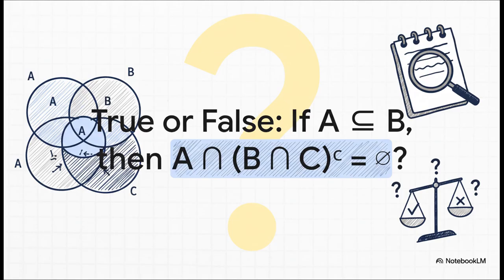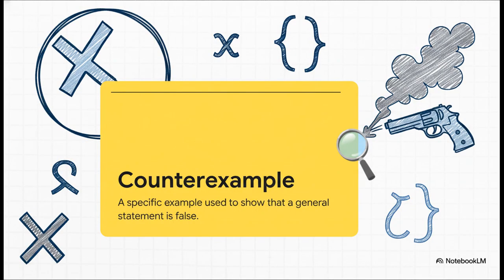And here it is. This is our case file. The statement claims that if you take any three sets, A, B, and C, as long as A is a subset of B, then this whole intersection on the right will always equal the empty set, no exceptions. Our job? To figure out if that's legit or if we can find just one scenario where it all falls apart.